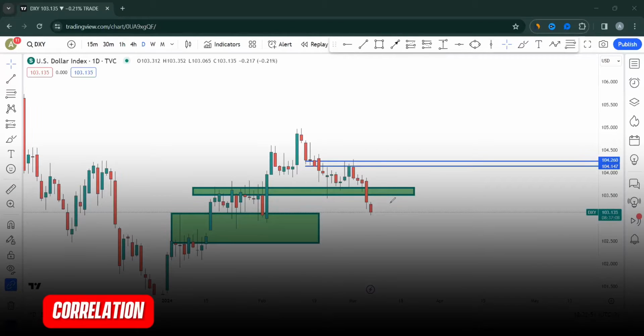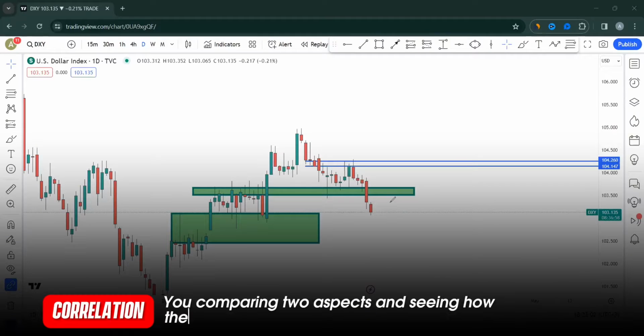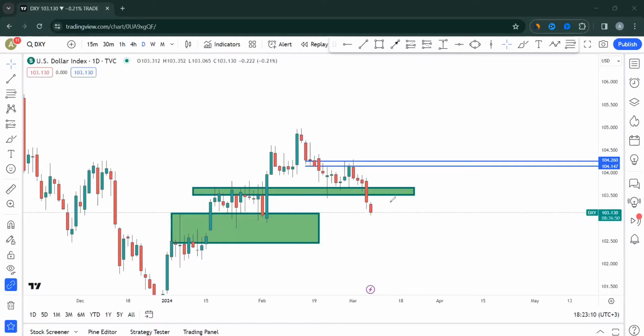Now, what is a correlation? A correlation can be negative or positive, but in layman's language, it simply means that you're comparing two aspects and seeing how their behavior is in connection to each other, right? For example, in trading terms, we're comparing two securities, wanting to see their movements in the markets. And normally when you talk about correlation in the markets, there has to be a common denominator.